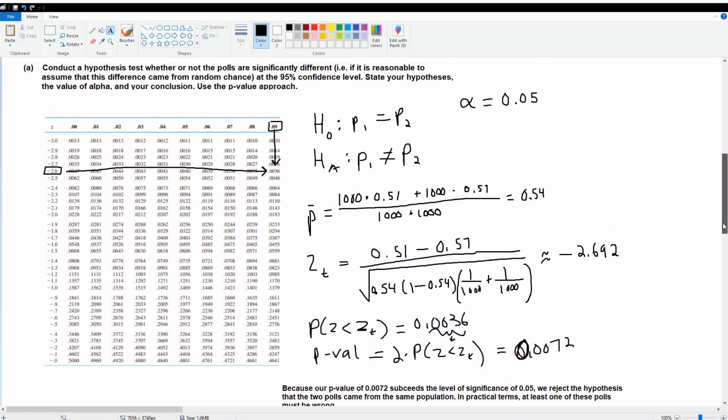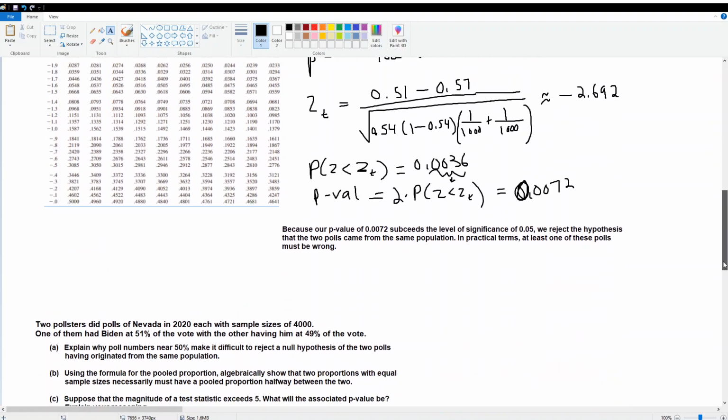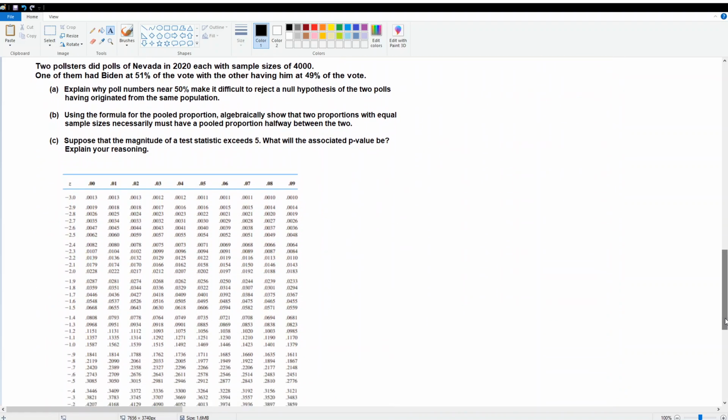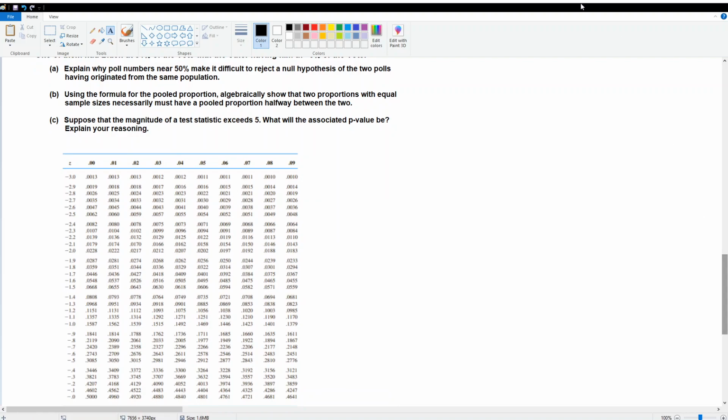So, this next one's going to be more of a conceptual one, because I want to expose you to both ends of it. So here, we're now going to move to Nevada. We got two pollsters doing polls of Nevada in 2020. Each has much larger sample sizes of 4,000. One has Biden at 51%, the other has him at 49%. So I'm asking you 3 concept questions. So if you want to work these out, you can go ahead and take a moment, you can pause, and then we will go over the correct answers.